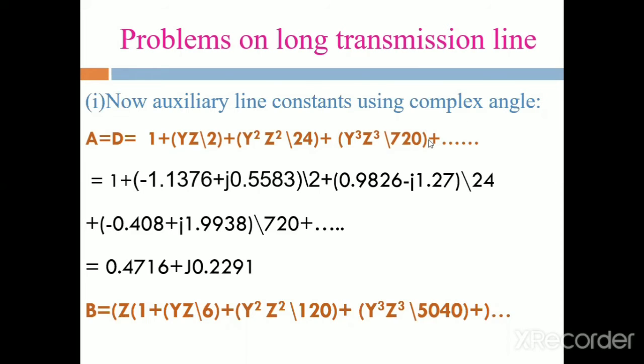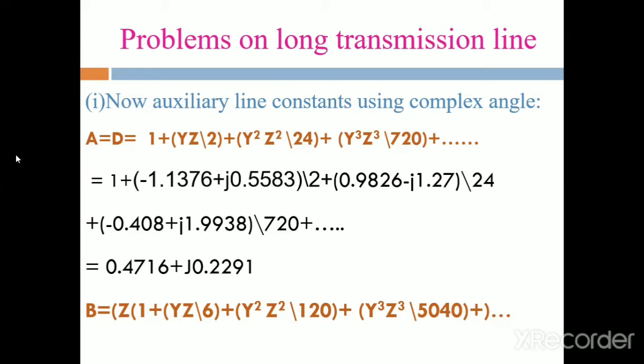Okay, sorry, 6 factorial, that is 720, plus and so on. Okay, that is the formula for the auxiliary constants A and D in the case of the complex angle method. In the case of this complex angle method, the formula for A and D is 1 plus YZ by 2 plus Y square Z square by 24 plus Y cube Z cube by 720.